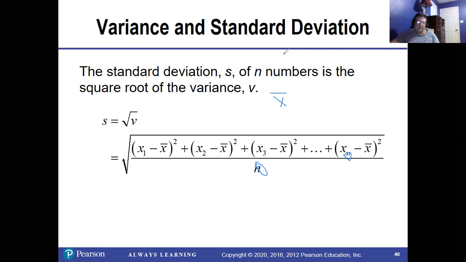Now, the other thing I want you to notice is variance. This is the variance right here, the number inside the square root. To find the standard deviation, all you do is take the square root of that final number. So you have to find the variance first, and then you can find the standard deviation.